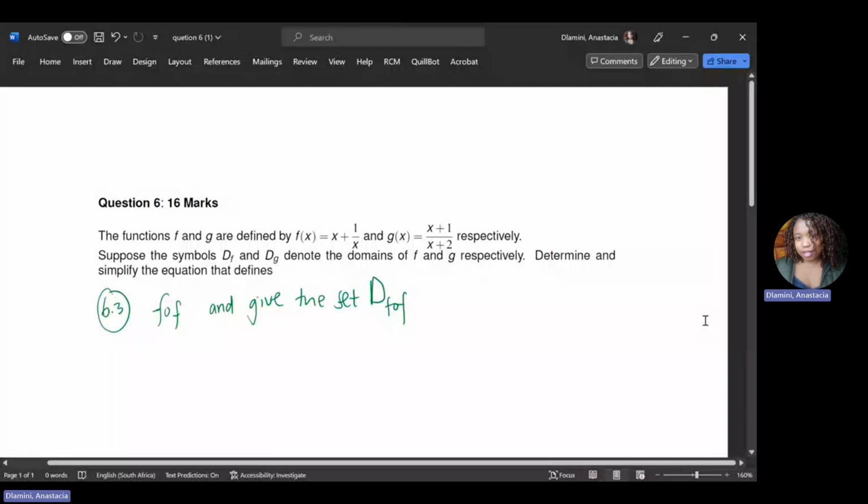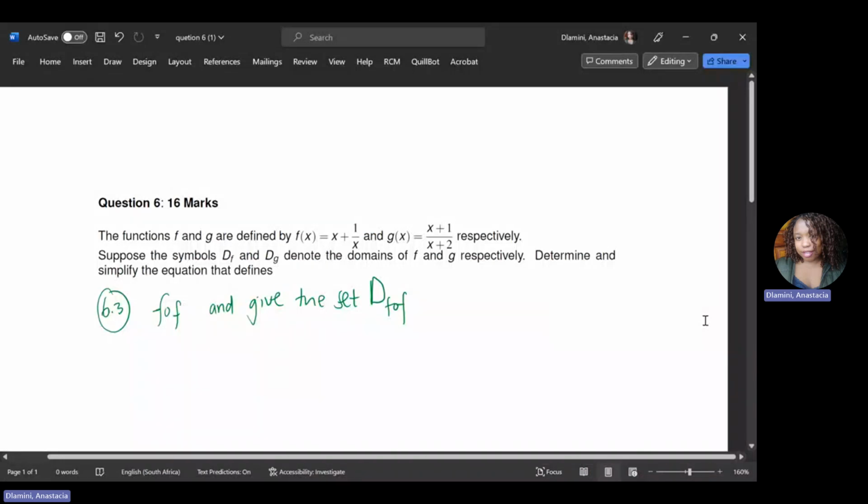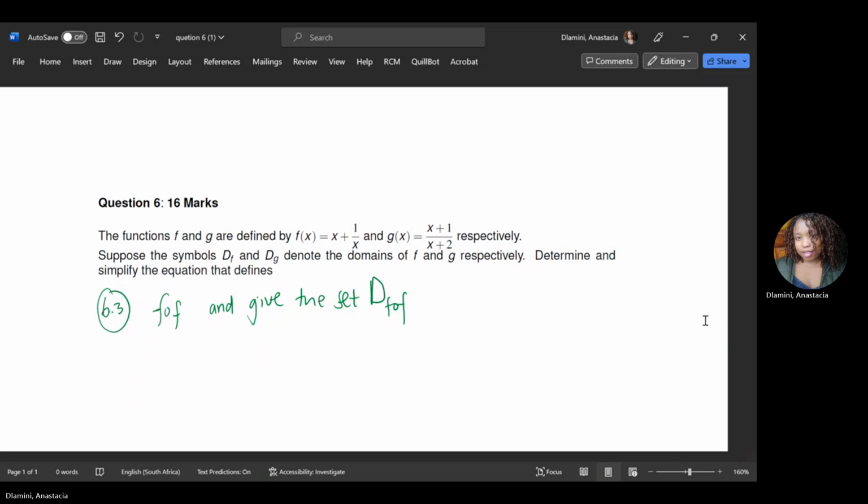In this video, we'll be solving 6.3. It's the composition of f and f. We want to find the composition of f, and we want to find the set which represents the domain of the composition of f and f. Now, let's start.